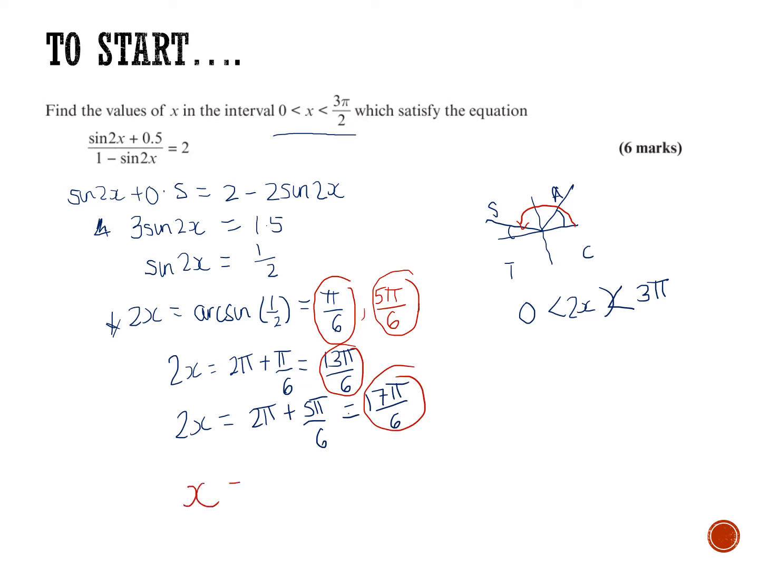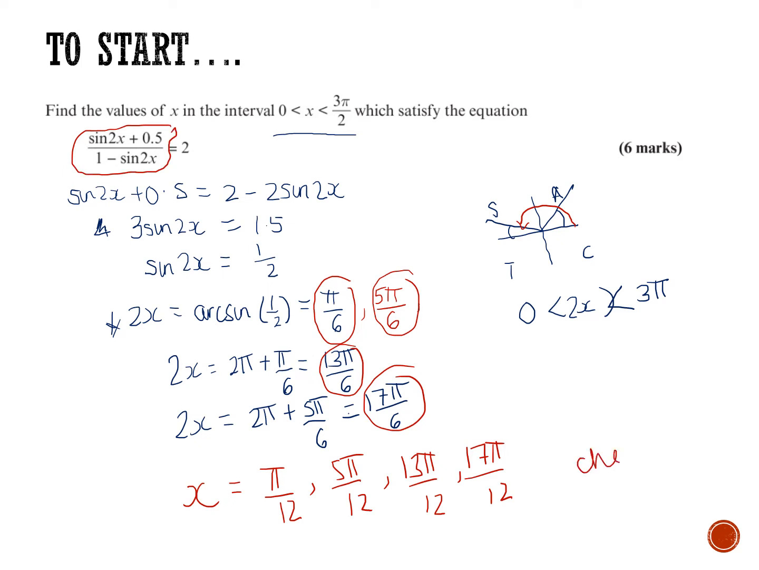So my final answers, leave them in exact form: pi by 12, 5 pi by 12, 13 pi by 12, and 17 pi by 12. And because they are exact answers, you can take them and sub them back into here. That would be a very useful check to do in the exam, just to make sure you've not made any errors in your calculations. You can sub them back and you will get exactly 2 because they are exact values. Okay, so that's worth 6 marks. So make sure you know how to do things like that.